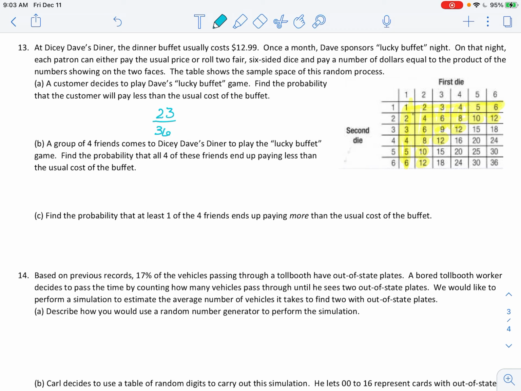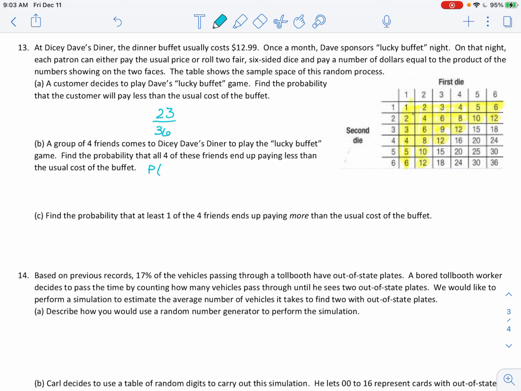But then if 4 friends come in, I want to find the probability that all 4 of them pay less than the usual cost. Now, this is not, they roll a die and suddenly that's no longer an option. That's not the case. These are dice. They don't remove faces whenever it's rolled. Each time it's independent is what I'm trying to say.